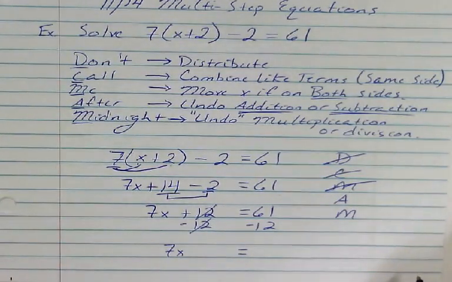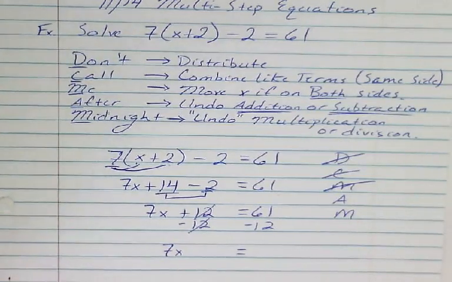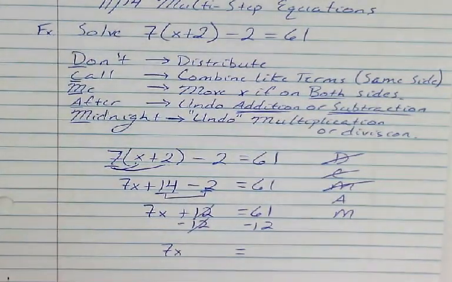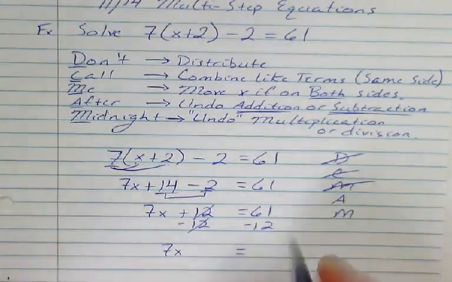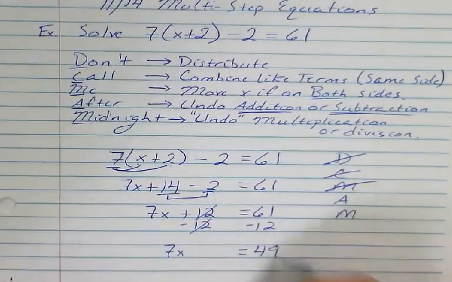Do a little mental math. It's been a long day. 61 minus 12 is 49. Should have been able to do that quick. It's been a long day. All right.